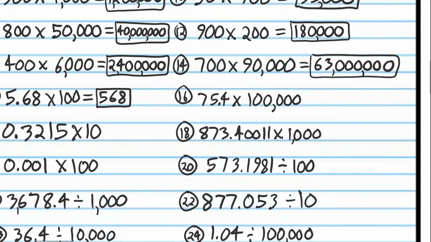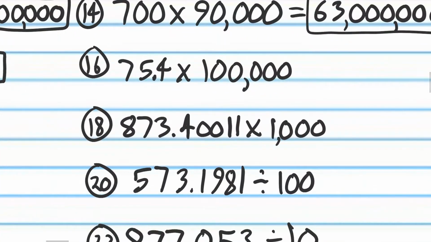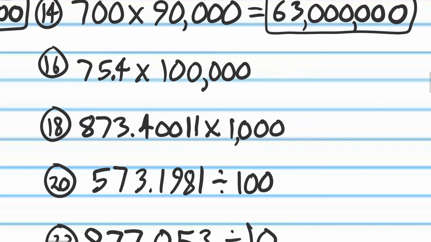Let's do another one. Number 16. We have 1, 2, 3, 4, 5 zeros. So we're going to move this decimal 1, 2, 3, 4, 5 places. And as you can see, we're going to have to add a lot of zeros to this number because we're moving it quite a few places.